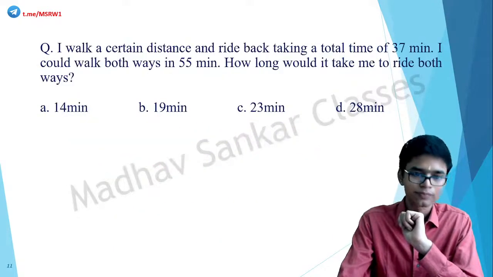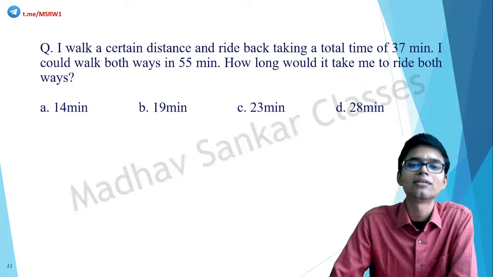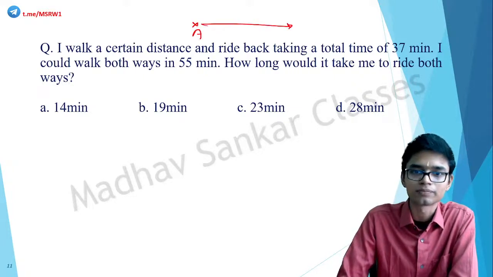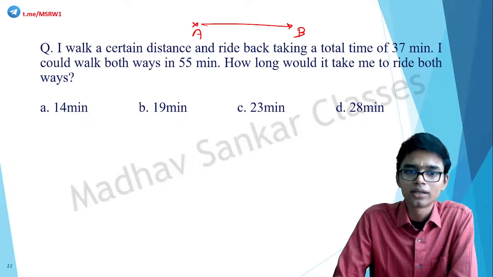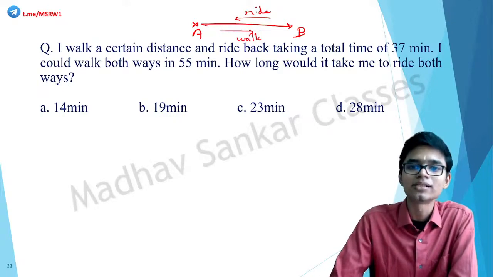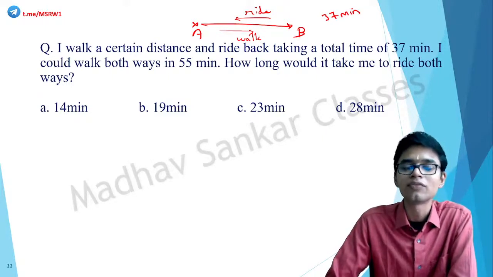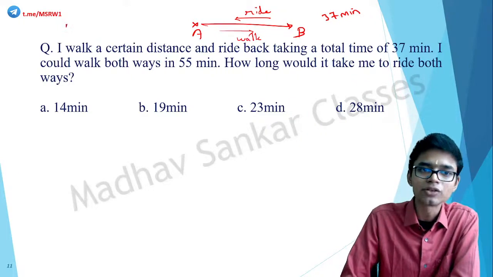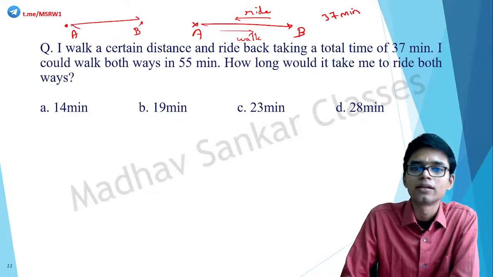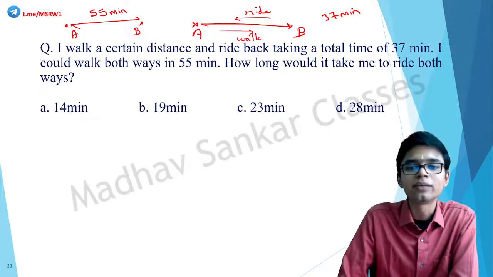All right, moving on. I walk a certain distance and ride back, taking a total time of 37 minutes. Okay, so some distance from A to B. So I walk a certain distance and then ride back. Total time taken is 37 minutes. Okay, I could walk both ways in 55 minutes. So had I walked from A to B and then B to A, then I would have taken 55 minutes. How long would it take me to ride both ways?